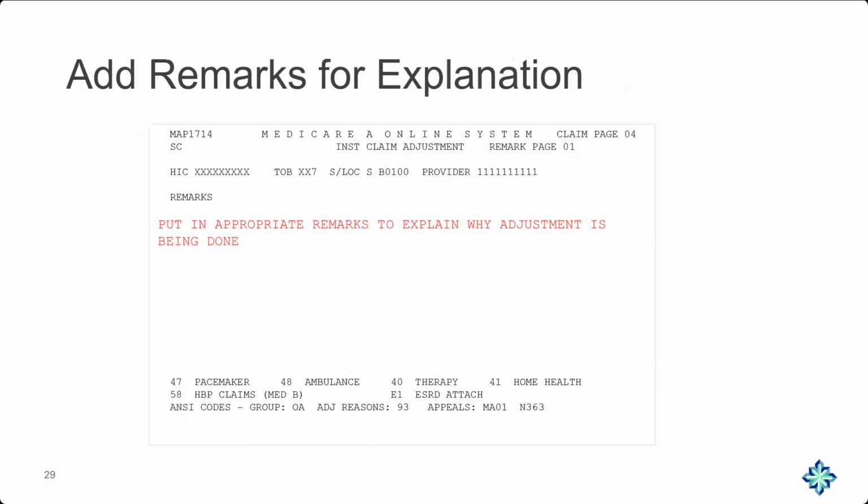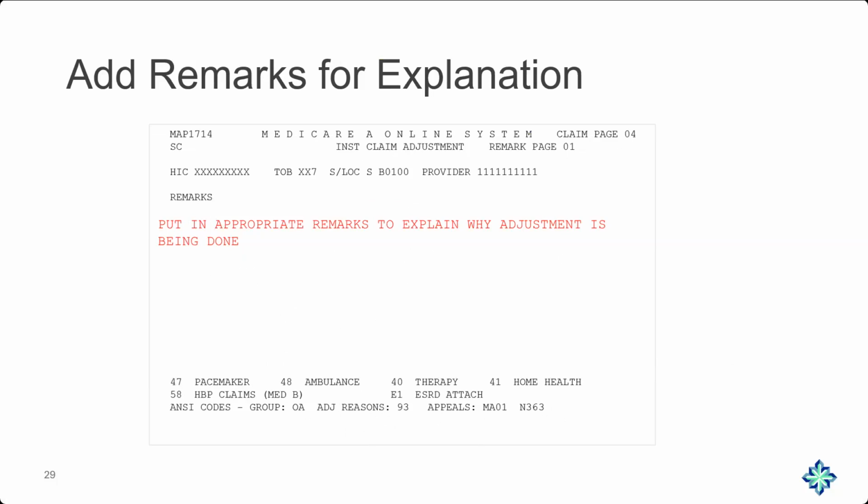So the next thing that we need are remarks for explanation. Remarks are on claim page 4. And they're not required in every instance. They're not required on standard adjustments. But we do recommend that you put something on page 4.